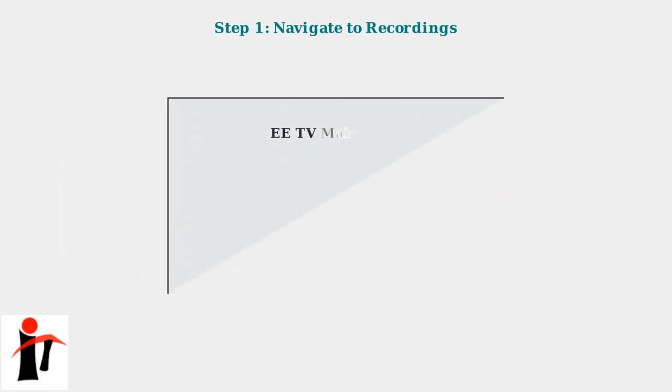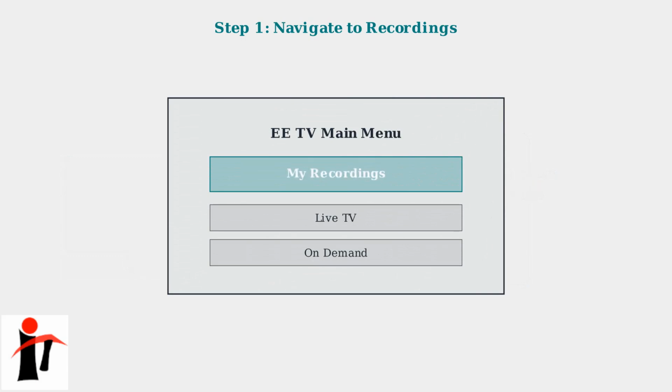To delete a single recording on your EETV box, you'll need your remote control and access to your recorded content. Let's walk through the simple process, step by step. First, navigate to the My Recordings or Recorded section on your EETV box. Use your remote to access the main menu and look for the Recordings option.